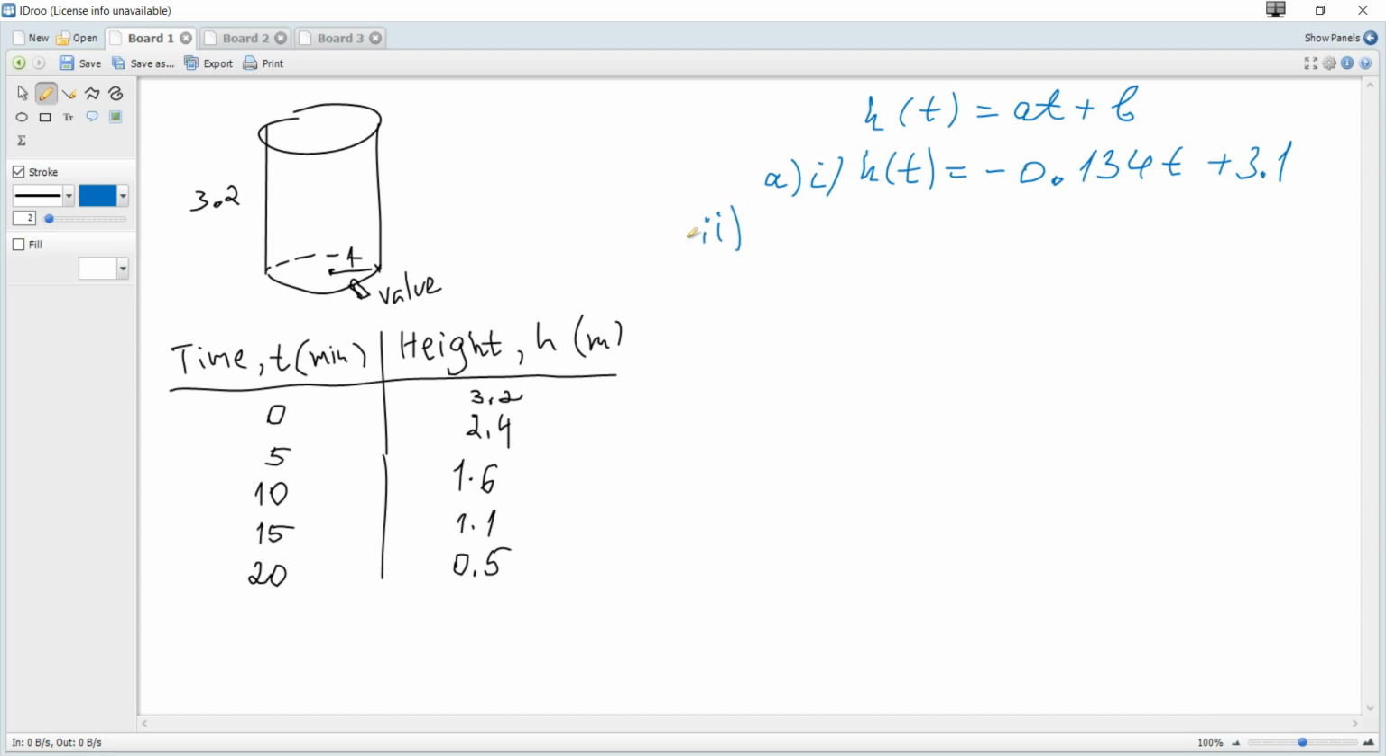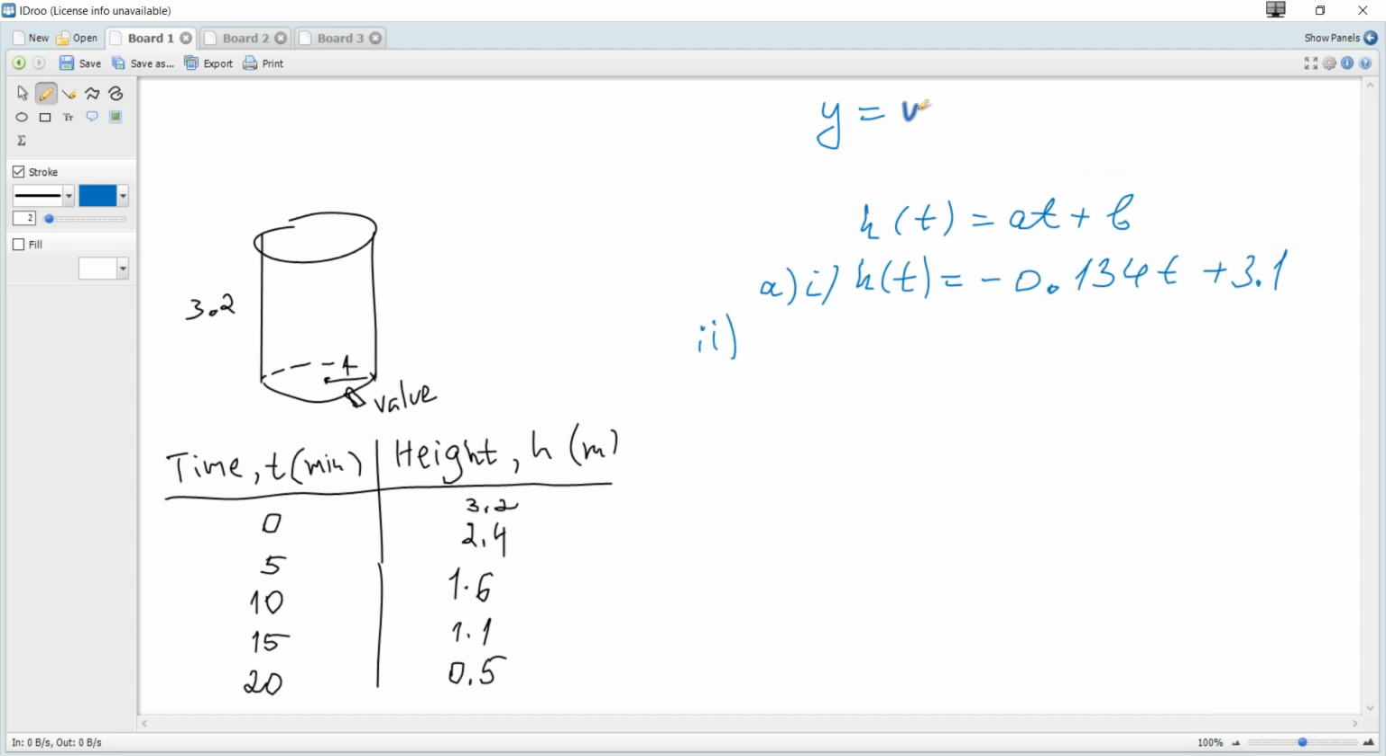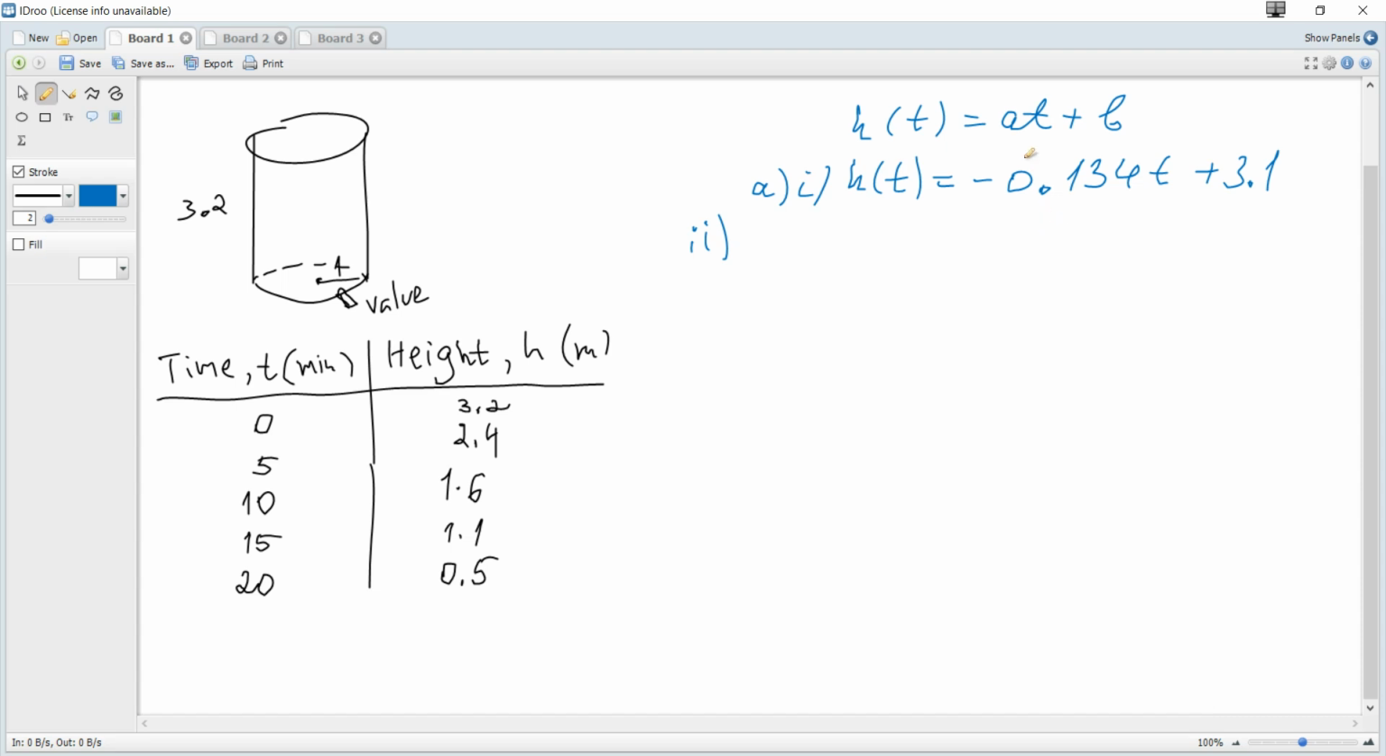The next, interpret the meaning of parameter a in the context of the model, 1 mark. What is a? a is gradient, and what does it mean? In general, y is mx plus c. It means that when x increases by 1, y changes by the value which is equal to gradient. When gradient is positive, y increases. When gradient is negative, y decreases. So here it means that when t increases by 1, h changes by this value.